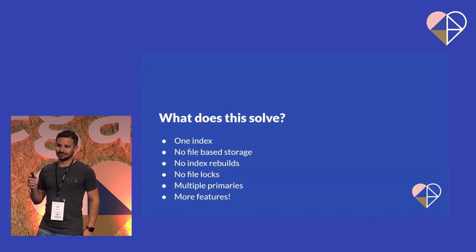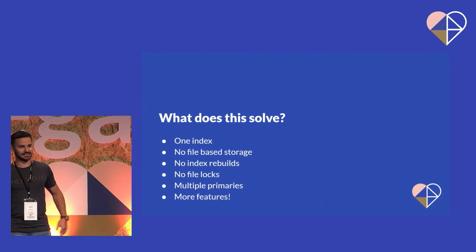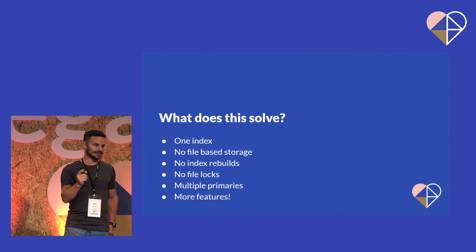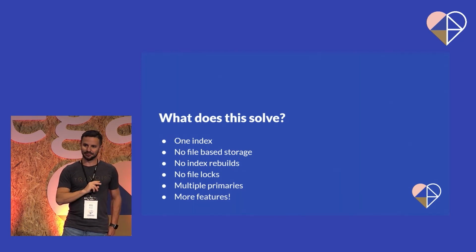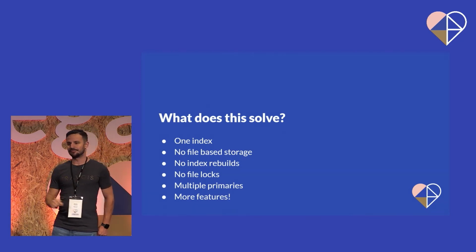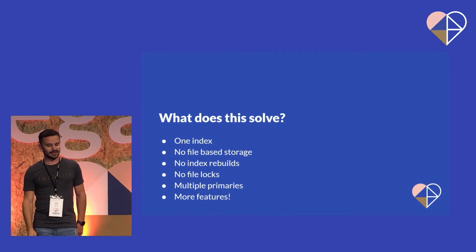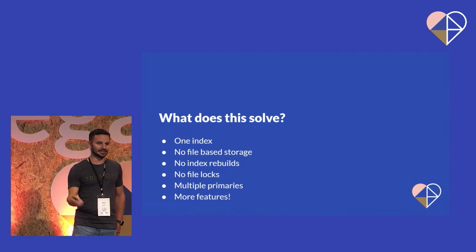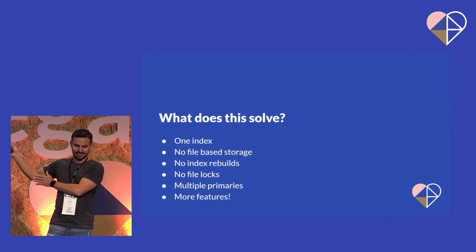And what does this solve? So if we actually use search as a service instead of local Lucene-based files, we have one index. It doesn't mean that every server's got its own index. We've only got one. There's no file-based storage that you need to worry about. There's no file locks that you need to worry about because we're not hosting our own indexes. Index rebuilds don't need to happen because it's actually stored in its own service.